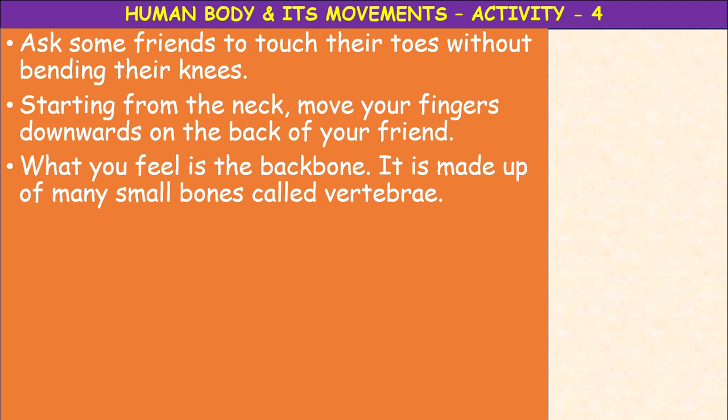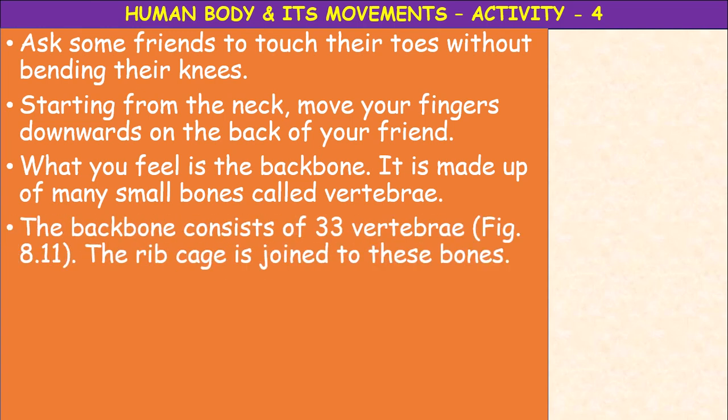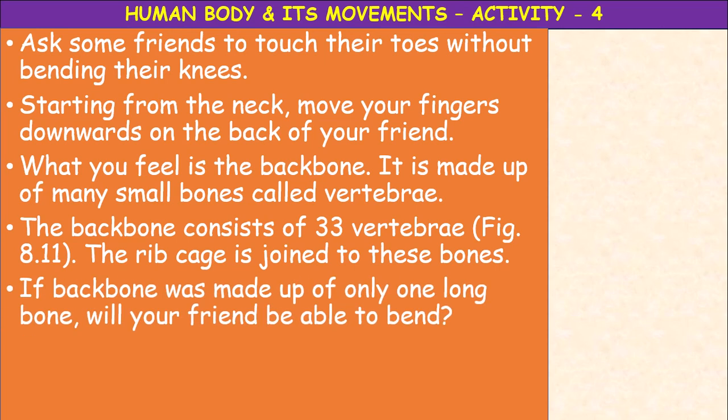Okay, there is a long bone, it is not a single bone, it is made up of small bones called vertebrae. Okay, the entire structure is called backbone or vertebral column. The backbone consists of 33 vertebrae. How many small bones are present in the vertebral column? 33. What do you call those small bones? Vertebrae. Okay, the rib cage is joined to these bones.